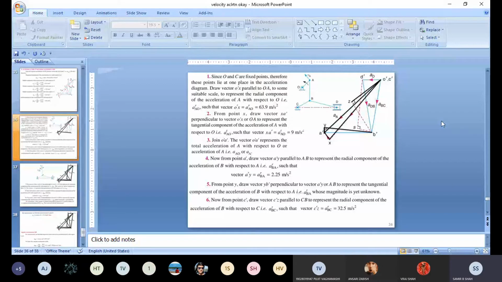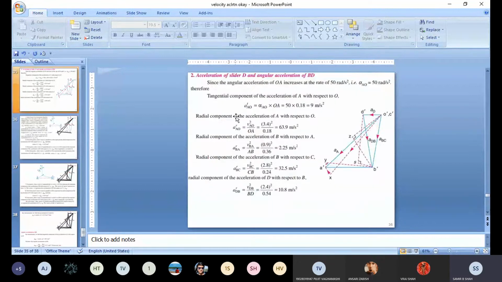Yes, as you see here from this schematic diagram, alpha is given to us. So we are finding initially the tangential part, and then the radial part, and after that we are just searching for the tangential part. As we know, the radial part of AO is equal to 63.9 meter per second square, with the help of this equation, V square by OA, so 3.4 meter square divided by 0.18.